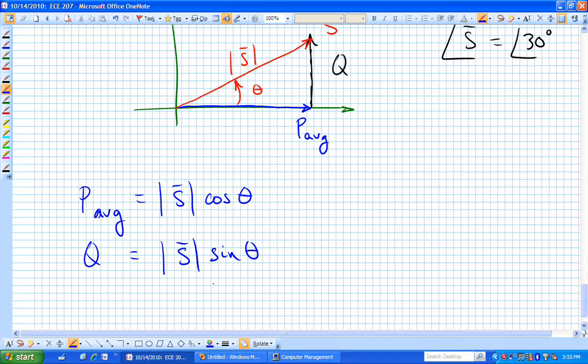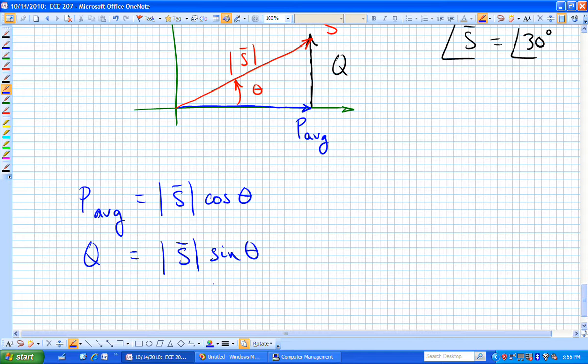You may be given P and theta. You may be given P and a power factor. You may be given S. You may be given the magnitude of S and an angle. There are a lot of ways that I can give you this information, and you should be able to then sketch or draw the triangle to tell you what you have for average power, reactive power, and complex power, apparent power, etc.